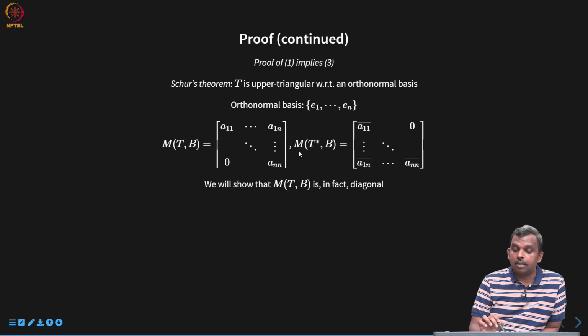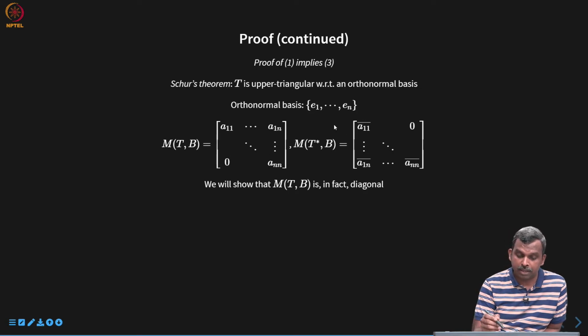Now, this is an orthonormal basis. So what is the matrix for T star with the same basis B? It will be the conjugate transpose, right? You transpose it and then you take the conjugate. So that's easy to see. These are the two matrices for T and T star with respect to the same basis B. This is the basis B, by the way, E1 to En.